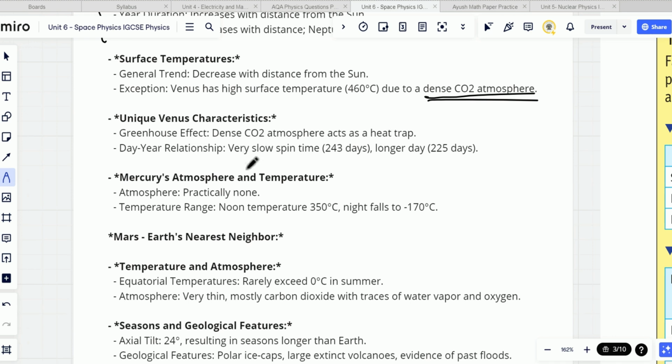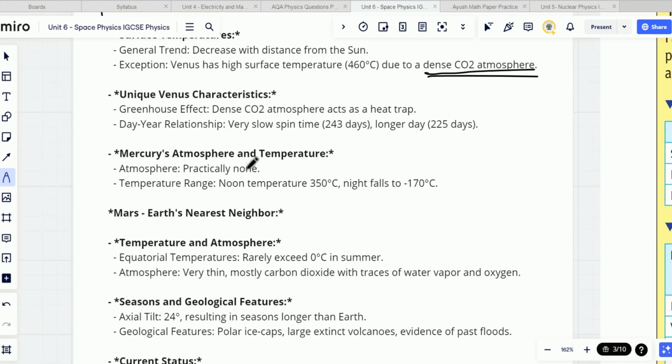So what happens because of this? The dense carbon dioxide atmosphere acts as a heat trap, and the day-year relationship becomes very slow, which is around 243 days, and it has longer days. Got it?